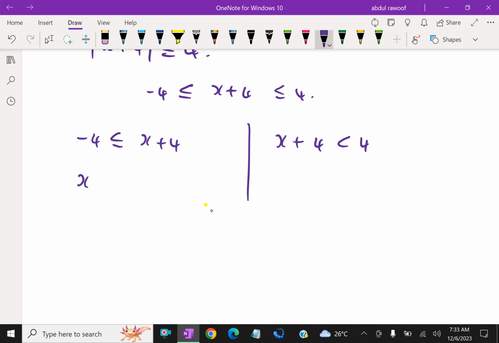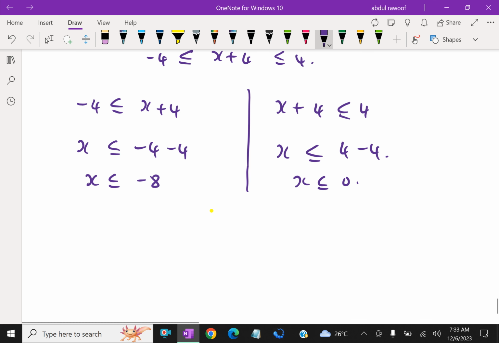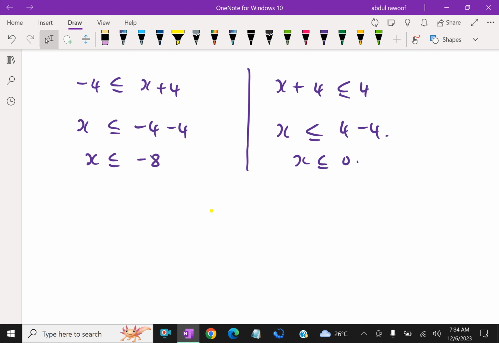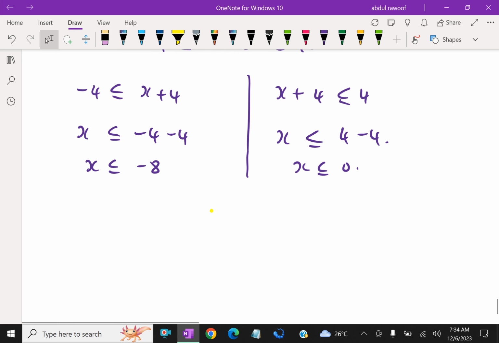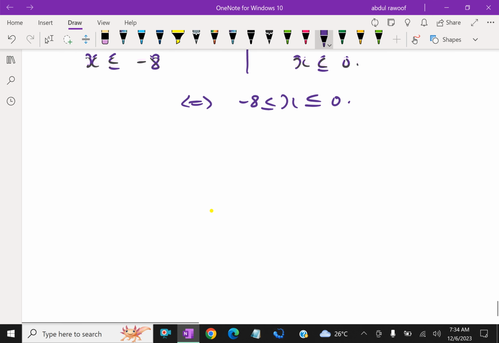Then solve: x is greater than or equal to minus 4 minus 4, that is x is greater than or equal to minus 8. This side, x is less than or equal to 4 minus 4, x is less than or equal to 0. Therefore, what's the final result? Which implies x is greater than or equal to minus 8 and less than or equal to 0. Now one more example.